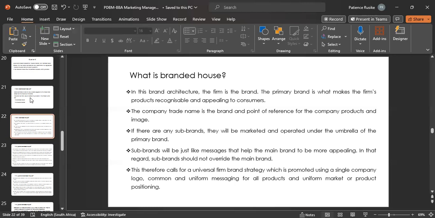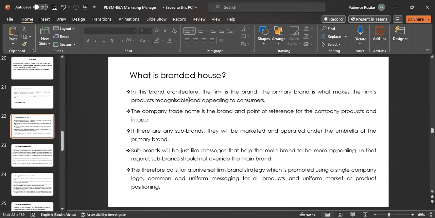Now, if we understand what it is, then you will see that it is very, very simple for us to apply it, right? So a branded house, basically, we are saying that it is a strategy where more than one company's products are sold under one name, right? Let me give you an example of a branded house. Now we are saying that it is many products that are sold under one name or under one brand.